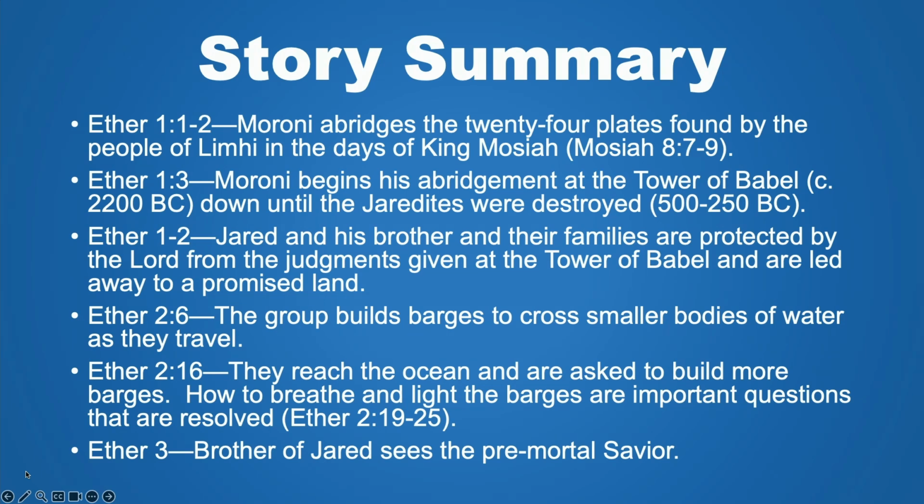So chapters 1 and 2 we'll have a look at in a minute, how their families are protected by the judgments of the Lord in confounding all the languages, and then they're led away from there, and they get in these barges, and they travel, and they come over to the Americas. And then we hit chapter 3, and the brother of Jared sees the premortal Savior.